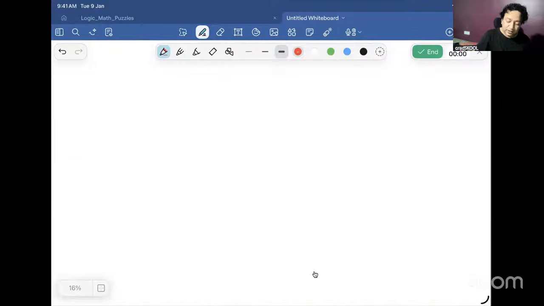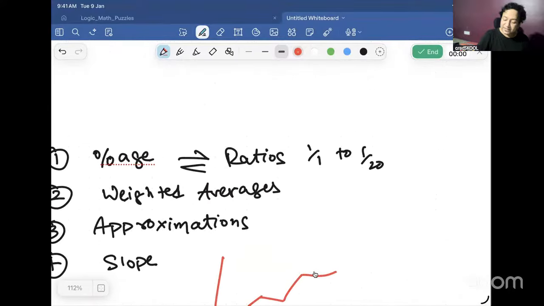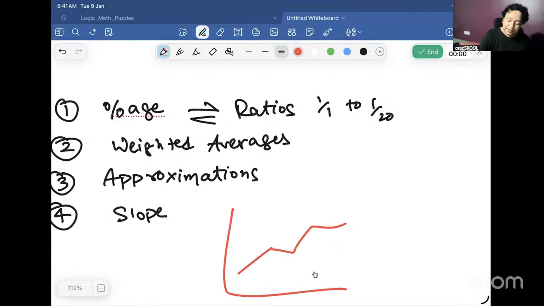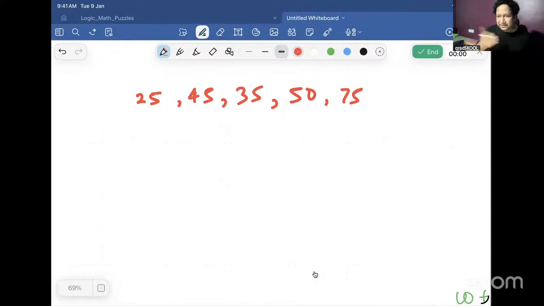Yes. Now coming to tool number 2. Tool number 2 is weighted averages. Very, very, very important. And first of all, let's understand what average is. What is average? All of you know that. Average is sum of observations upon number of observations. Let's say I want to find the average of 25, 45, 35, 50, and let's say 75. I add them all and then divide by 5. That is what the average means.